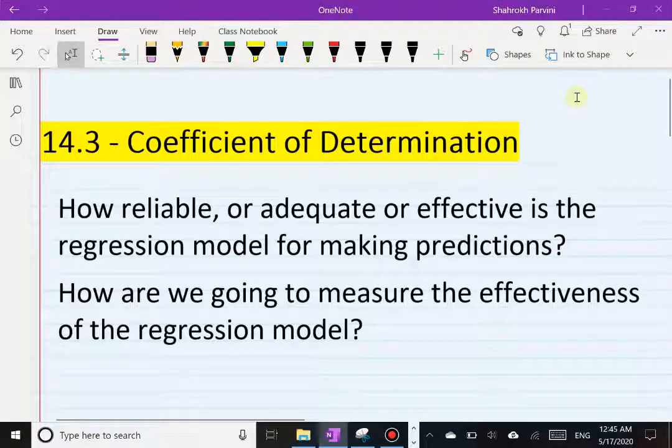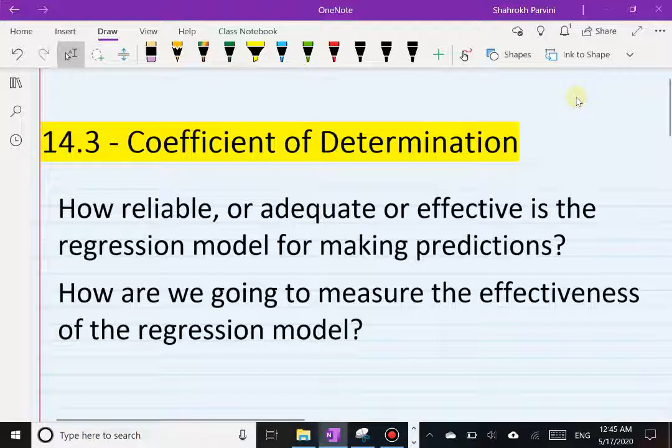Hello everyone. In section 14.3 we're going to talk about the coefficient of determination. In section 14.2 we learned how to fit a regression line through the data points. In section 14.3 we are interested in answering a couple of questions here.